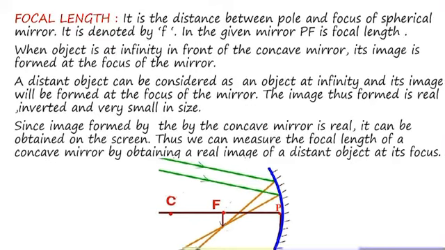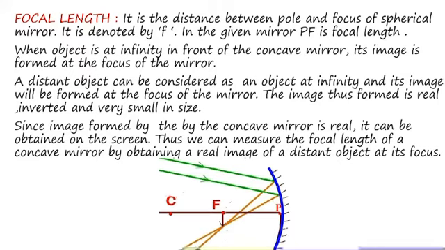Now focal length is another important term. The focal length is the distance between the pole and the focus. This is the horizontal distance PF in this figure, and small f is used to represent the focal length.